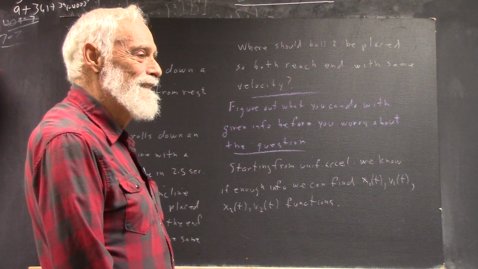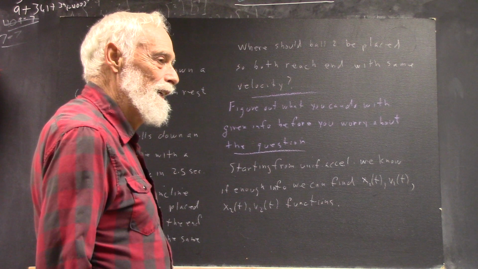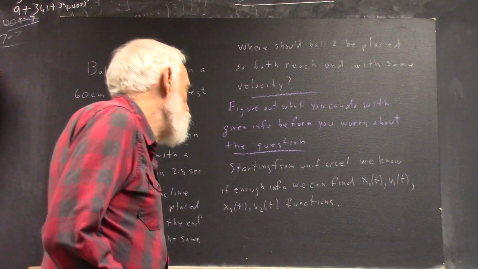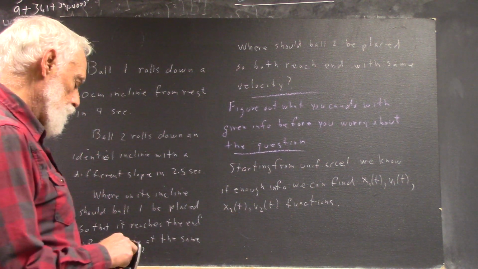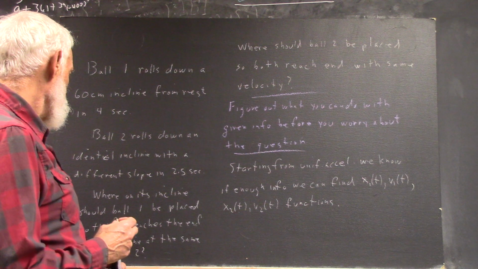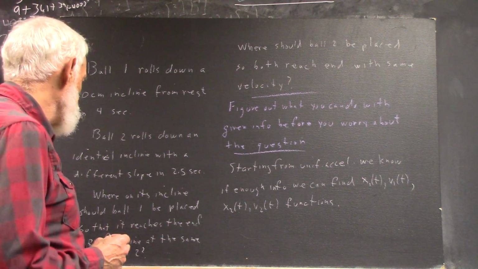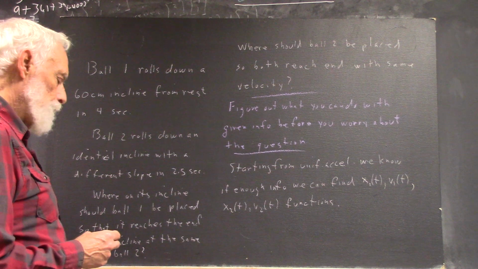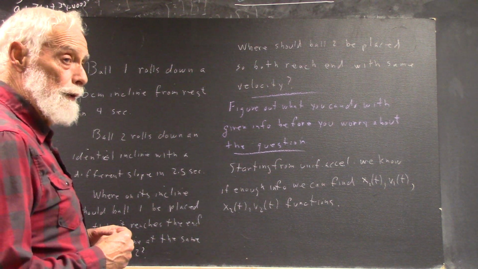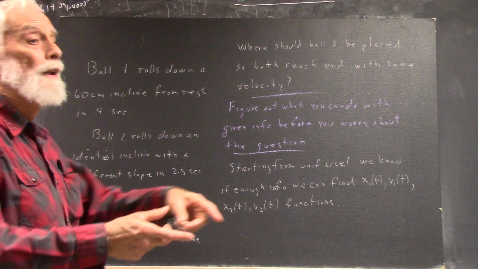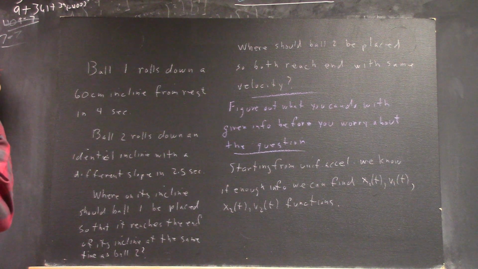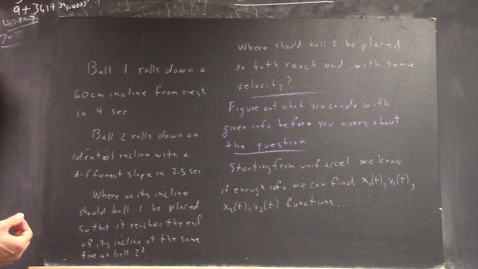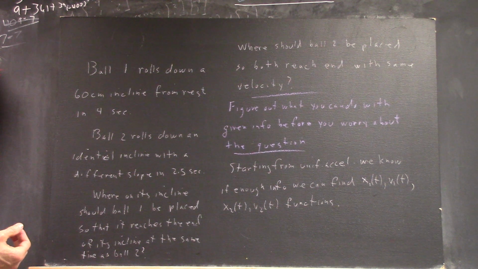After plugging everything in, you'd set some of those functions equal to each other, the position and velocity functions. Well, you can always do that. Compare them to each other. So, let's take the first question here. We want to look where ball one should be placed so it reaches the end of its incline at the same time as ball two. And we know the functions for ball one and ball two, at least for my demonstration, right? Okay, well, what's the first thing you might want to do?